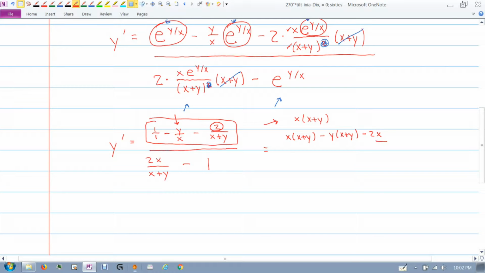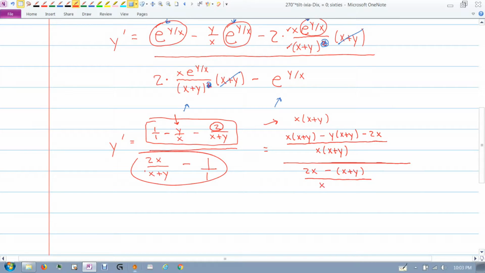Now all of that is over my common denominator. My common denominator was x times x plus y. Okay, that takes care of the top one. Now in the bottom one, my common denominator between these two pieces right here, these two fractions, is x plus y. That's going to become 2x minus the x plus y is what I'm missing in that second fraction, and then all over x plus y. All right, let's clean up.